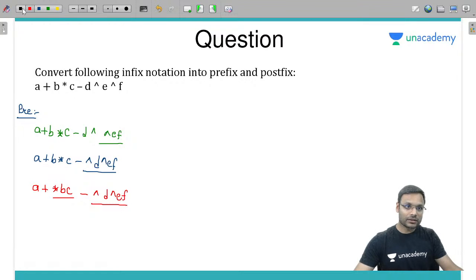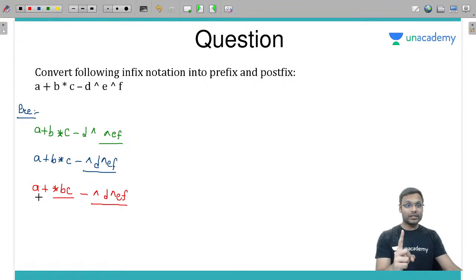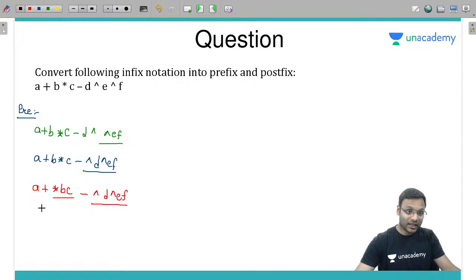And then next, plus or minus, both have the same precedence. We should go with the associativity, left one. Addition and subtraction have left associativity, so you should go with the left one, plus. So what should we do here? We should write first of all plus and then left operand A, then right operand star B and C, minus exponent D exponent EF.